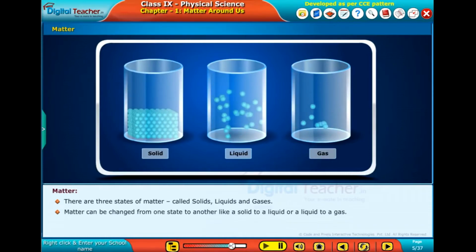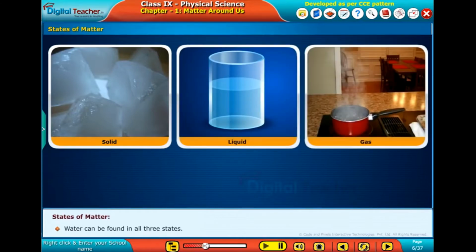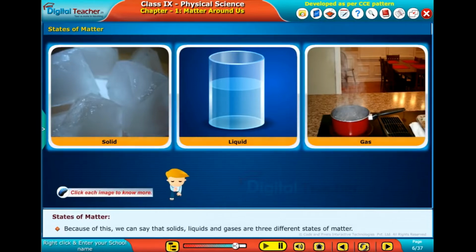Matter can be changed from one state to another, like a solid to a liquid or a liquid to a gas. Let us learn more about the states of matter, taking water as an example. States of matter. Water can be found in all three states. Because of this, we can say that solids, liquids, and gases are three different states of matter. Click each image to learn more.